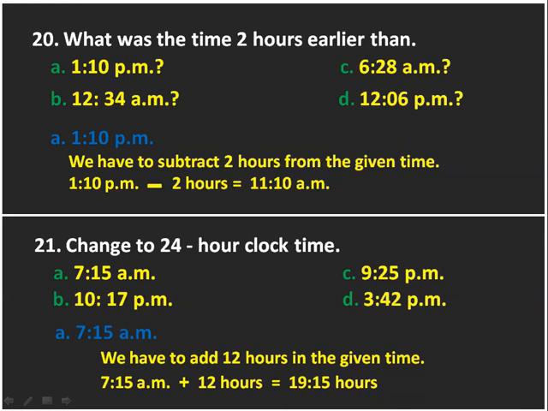Now second one, 10:17 p.m. Add 12, 22. Okay, 22 hours 17 minutes. Now 9 and 25 p.m. Add 12, yes, 21 hours 25 minutes. 3 and 42 p.m., 3 plus 12, 15 hours 42 minutes is the answer. We will solve all these questions, inshallah.